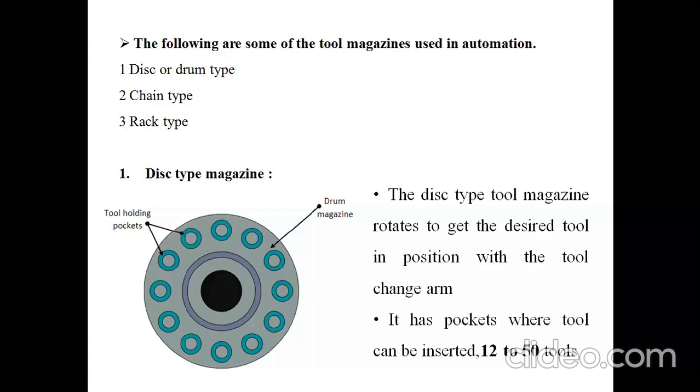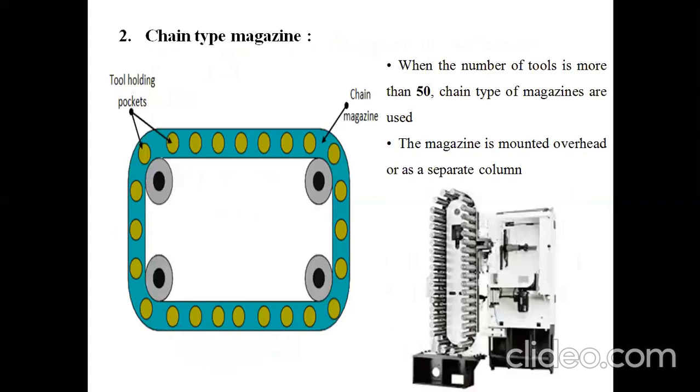According to the size of a drum, if the size of the drum is smaller, then you can clamp this drum directly over the spindle, and if the size of your drum is larger, then this drum is separately mounted on a column to select the tool. Second type, chain type of a magazine.